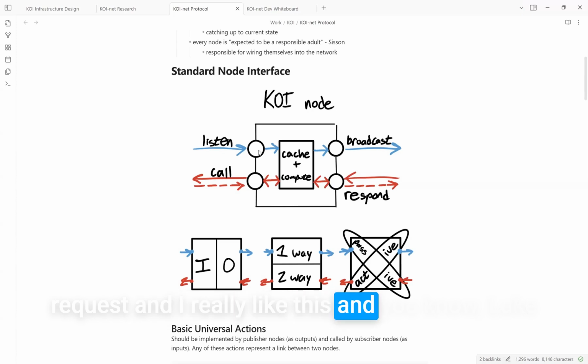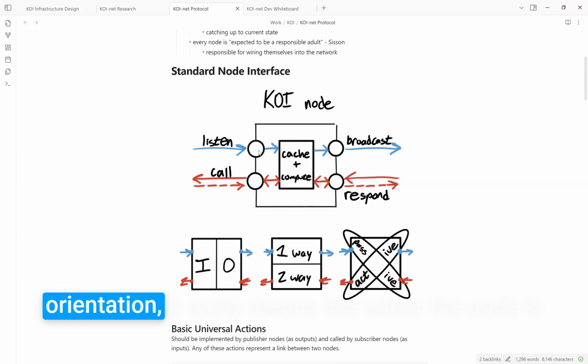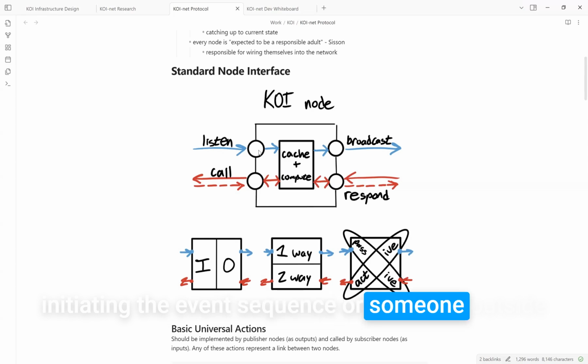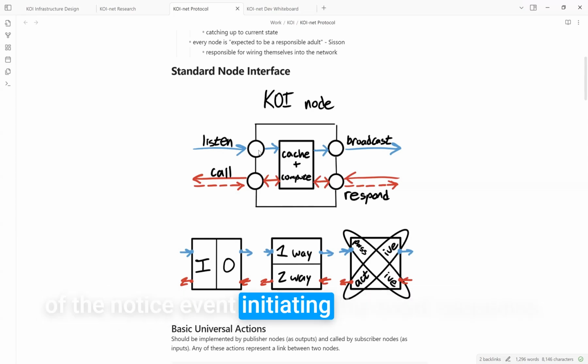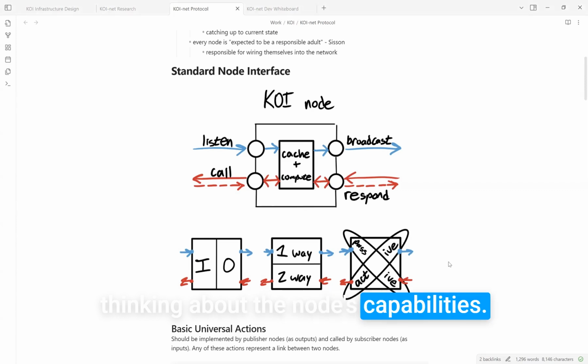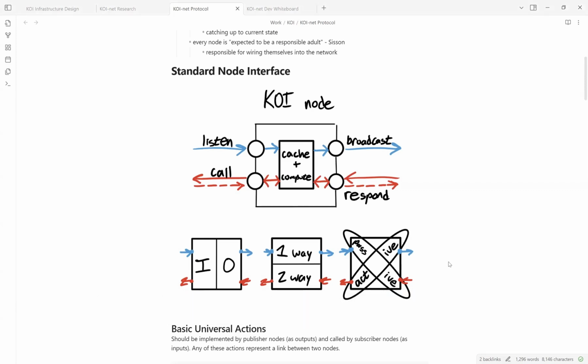Yeah, and I really like this, and Luke and I talked about it yesterday. I just want to emphasize that from an event orientation, it really means either the node is initiating the event sequence or someone outside of the node is initiating it. So when you make a call, you're initiating a potential chain of events with another node. Anyway, I really like it. It took me a while for it to click, so I feel like calling it out, but I think this is a really tight way of thinking about the node's capabilities. And anyway, I'll share that now. I'll pause for a bit here if there are any questions.